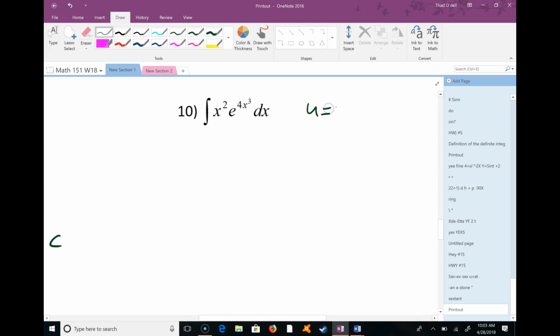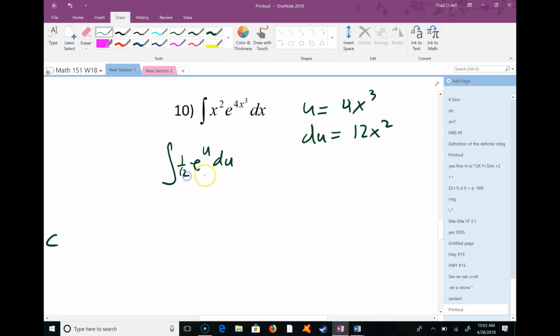So u is equal to 4x cubed. Du is equal to, what am I doing? Settle down here. 12x squared, right? So then my integral is going to be e to the u du. But of course there's an extra 12 here that's not there, so I need a 1/12. So when I integrate that, I get 1/12 e to the u plus c. And that would be 1/12 e to the 4x cubed plus c.